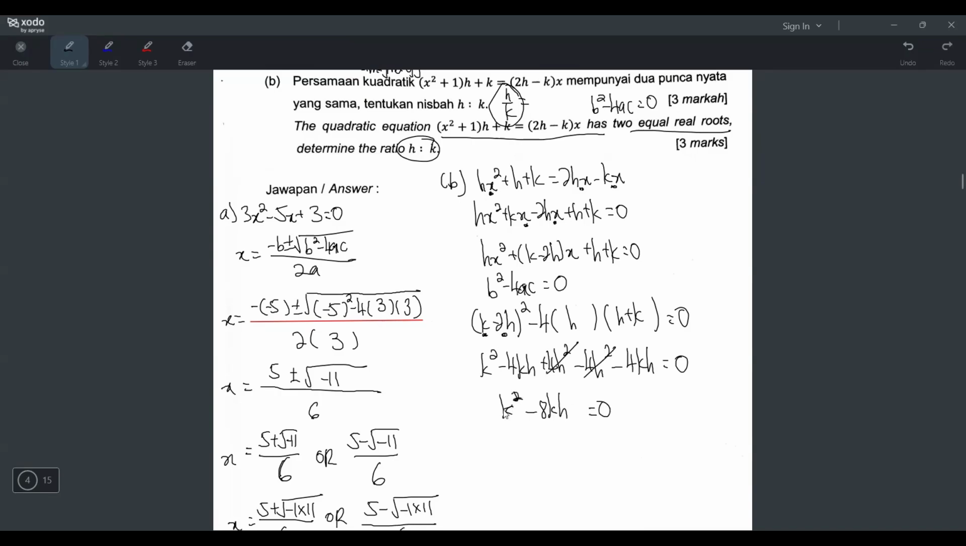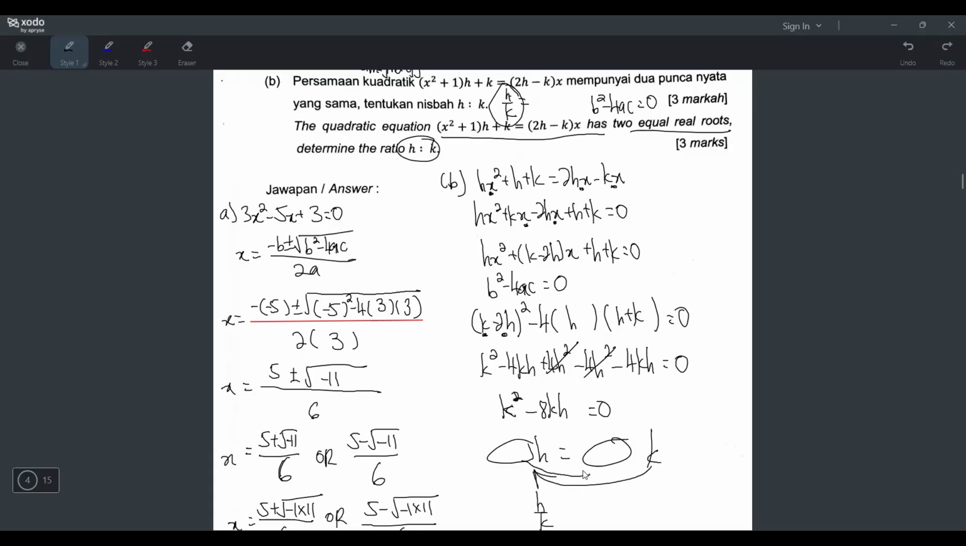And please don't forget what the question wants. They want h over k. So how can we convert this into h over k? How can we change this so that it becomes h over k? Very easy. You need to arrange so that yang ada h on one side, yang ada k on one side. You want it to look like this. Because when it looks like this, then you can pindah the k here already. Then it becomes h over k.